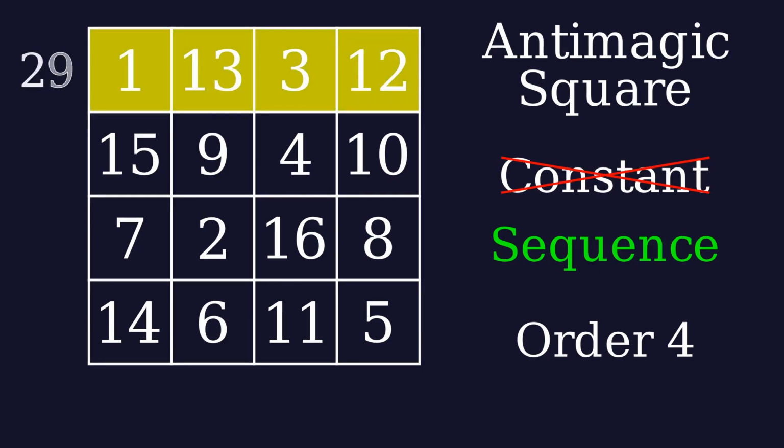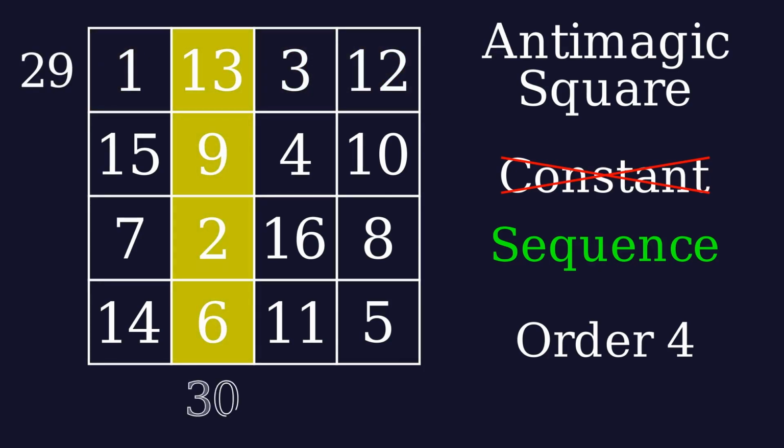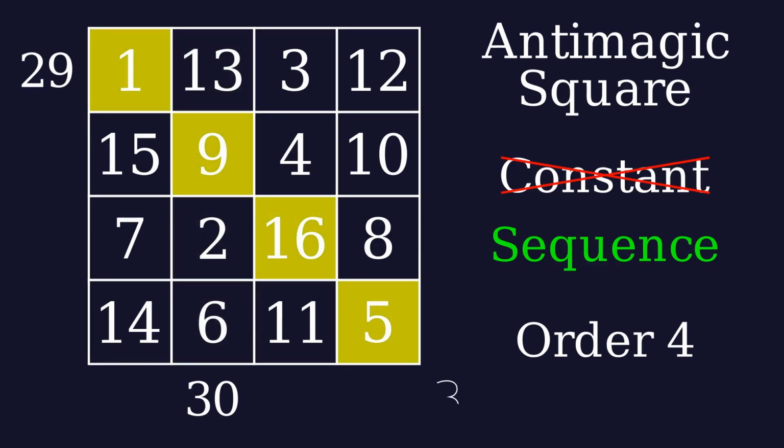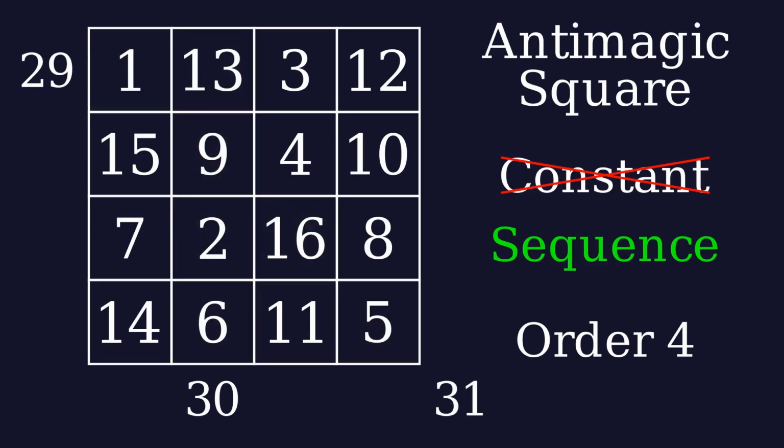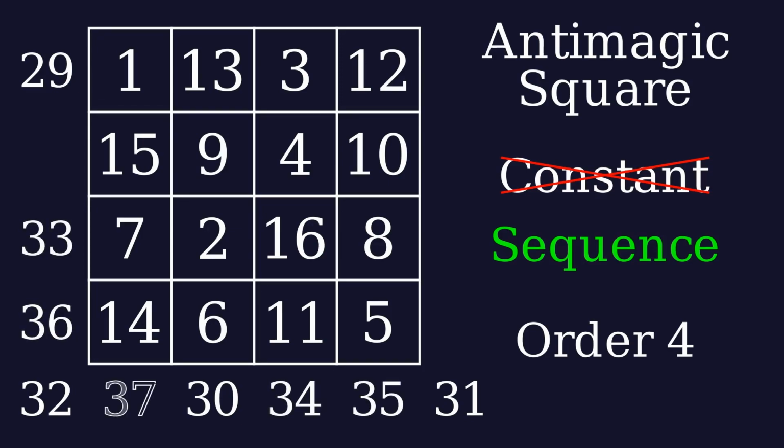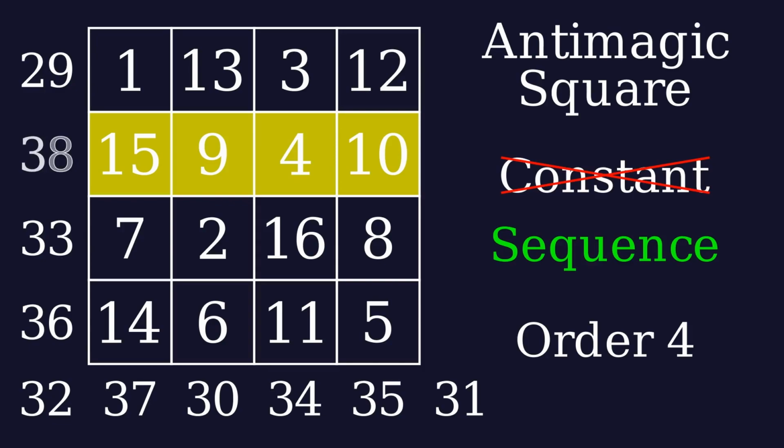This row has a sum of 29. This column has a sum of 30, and this diagonal has a sum of 31. These sums continue in a sequential pattern as we move across the square, until we get to this row which has a sum of 38.